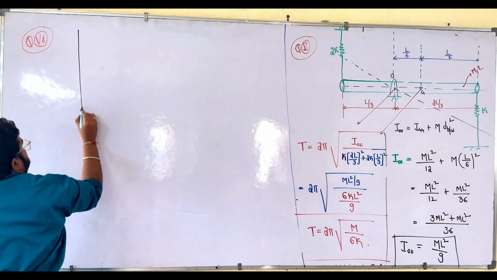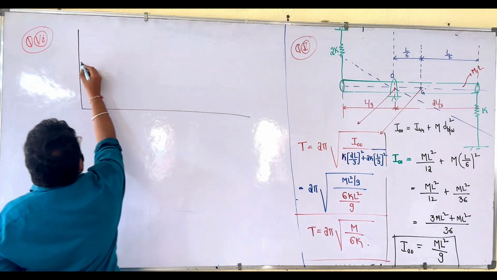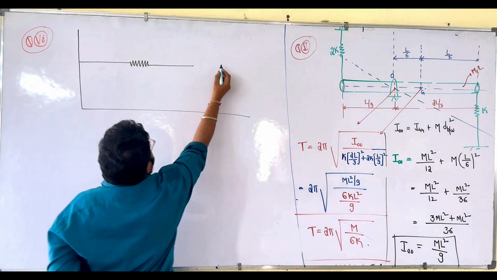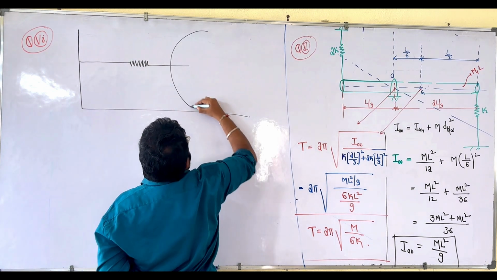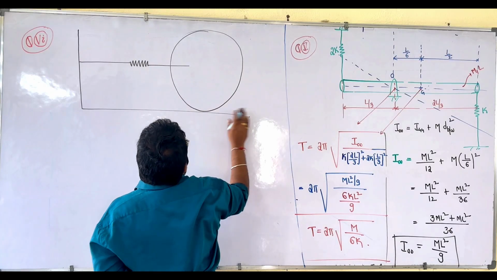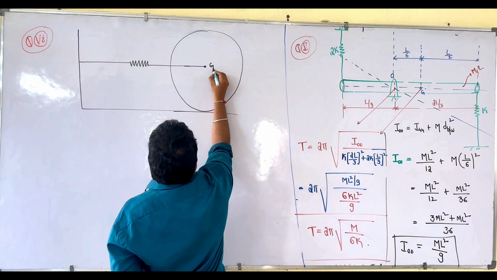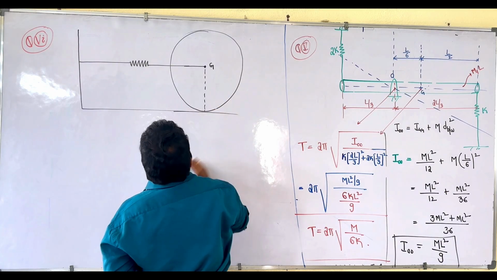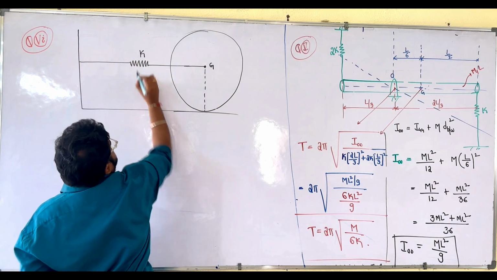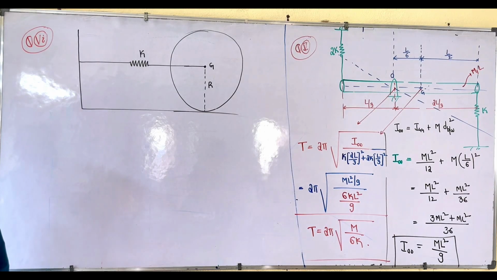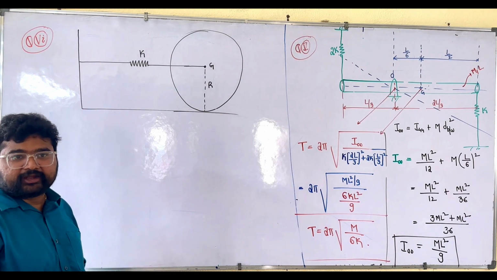See the system, from here to here. This is the solid disk. This is G, this is K, and this should be R. The radius is R. Clear or not?